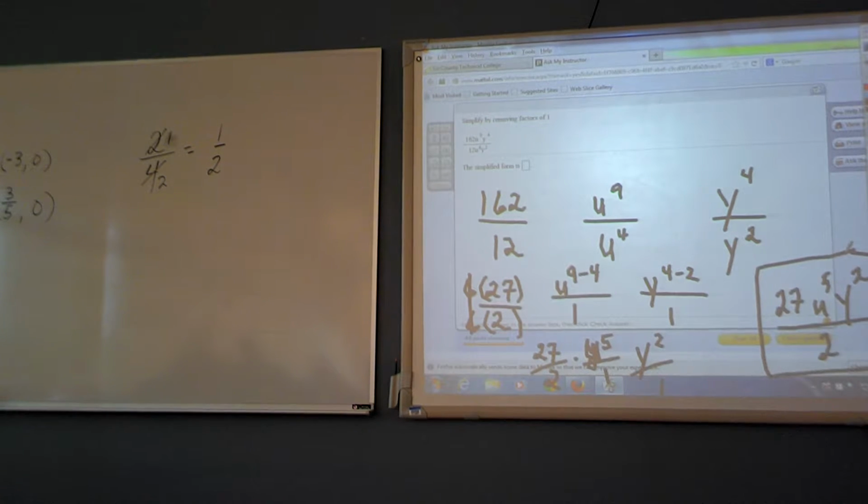Now you could write it 27/2, u to the 5th, y to the 2nd. You could write it like that. Be careful. Make sure that's in the middle. Don't put it down here, because you'll get it wrong. You can put it in the middle, or you can put it at the top, but don't put it anywhere below the middle. Okay?